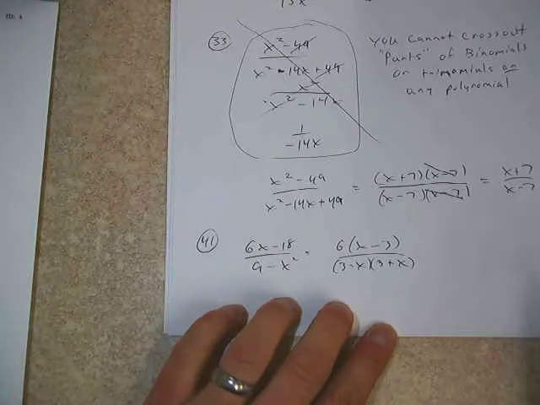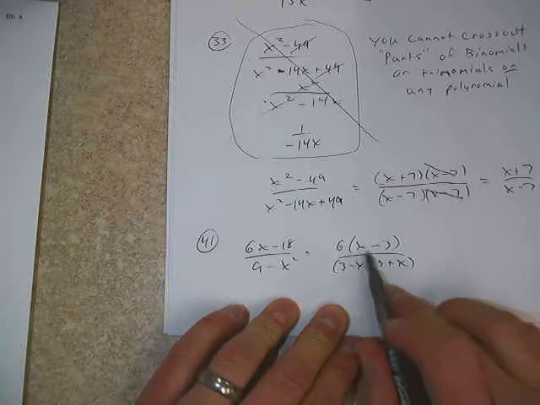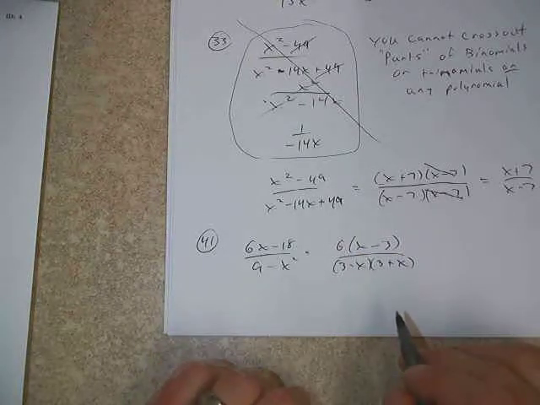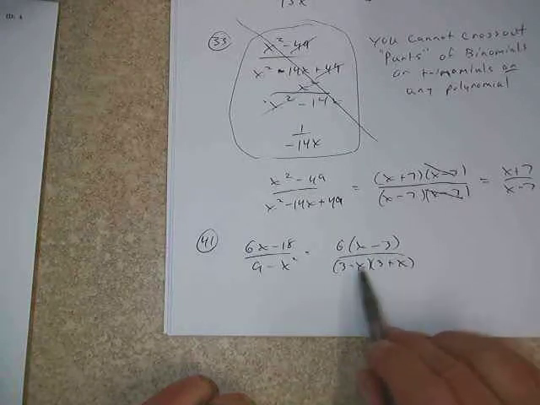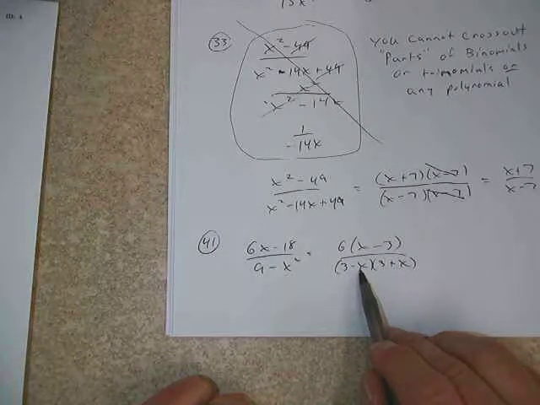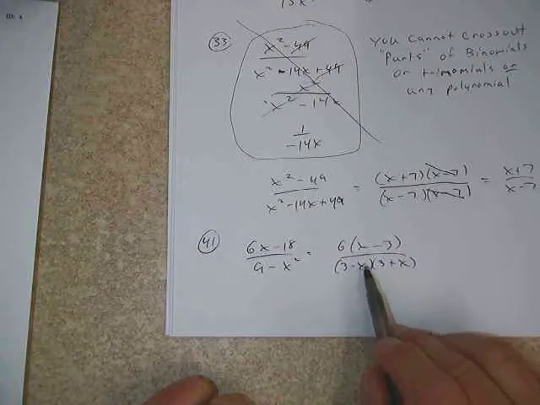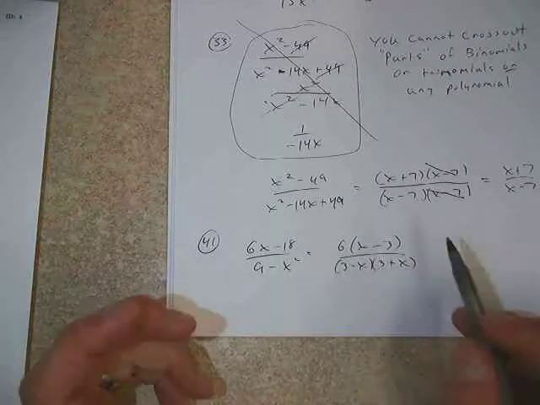And if we do that, we get 6 times x minus 3. And then we have 9 minus x squared. Those are both perfect squares, so we'd get 3 minus x and 3 plus x. Now the question is, none of those look exactly the same as one another, so can we cross them out? And the answer is yes, but we got to think a little bit here.